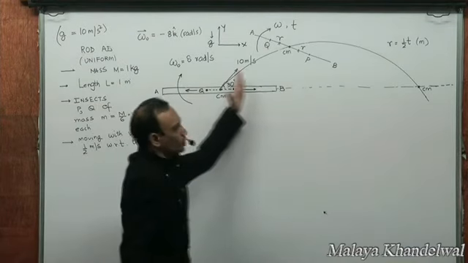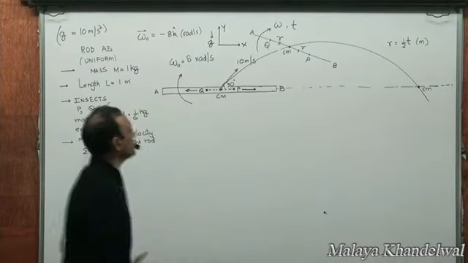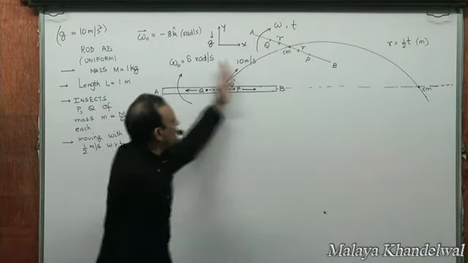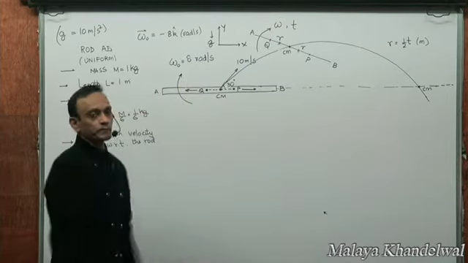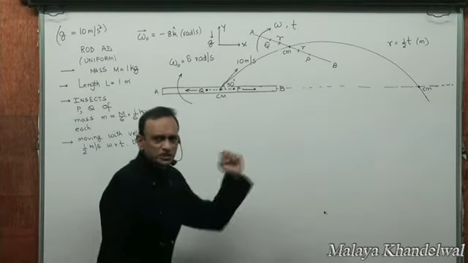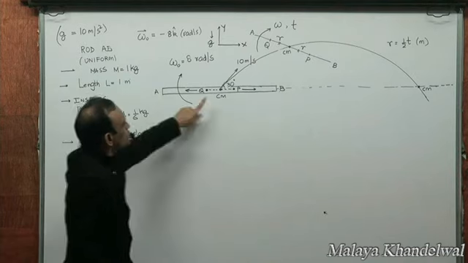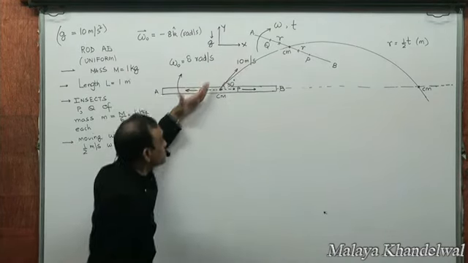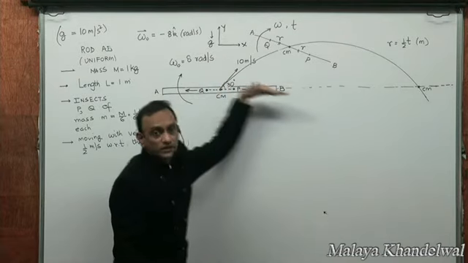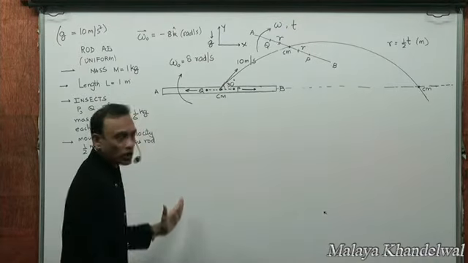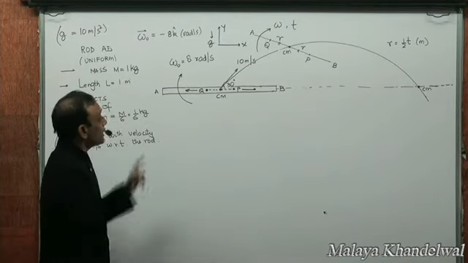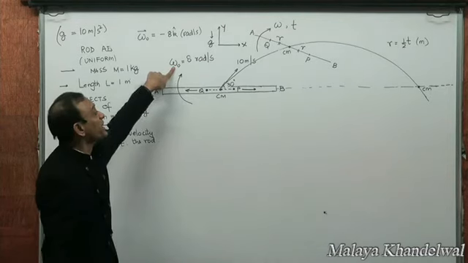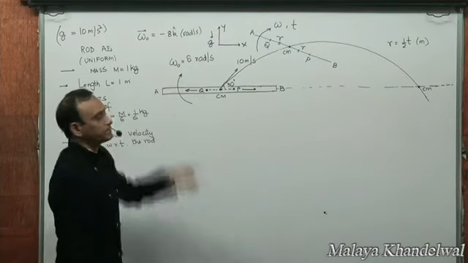Here we have a rod AB, a uniform rod AB of mass 1 kg and length 1 meter, placed horizontally. And at time t equal to 0, the center of mass of this rod is given a velocity of 10 meters per second at an angle of 30 degrees with the horizontal. Gravity is in the downward direction. It's also imparted an angular velocity of 8 radians per second at this instant of time.